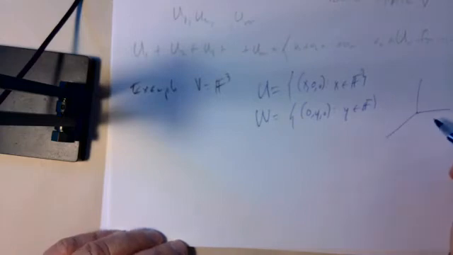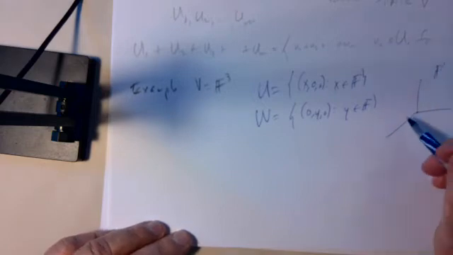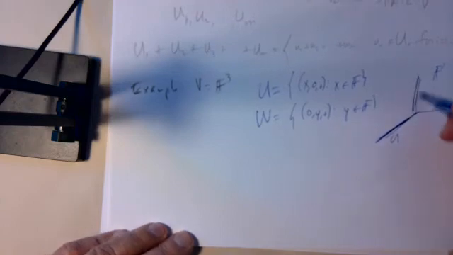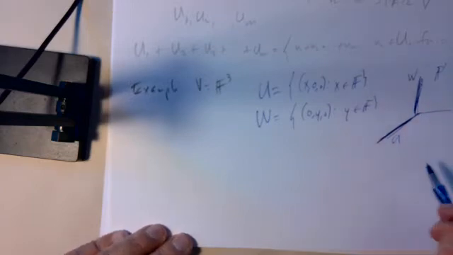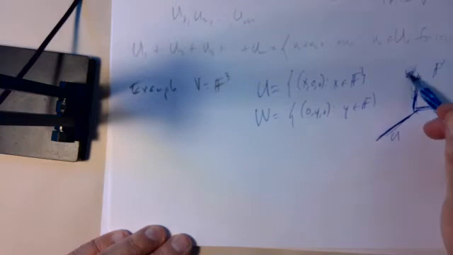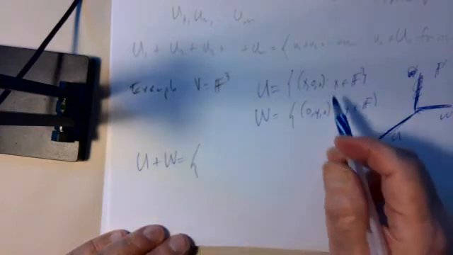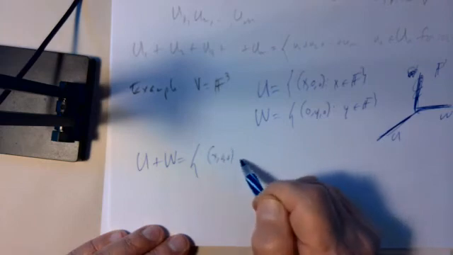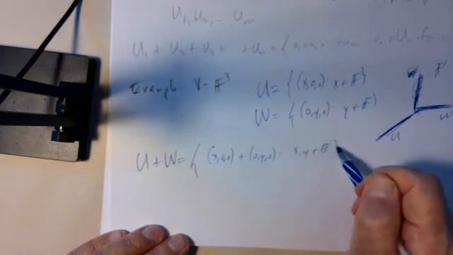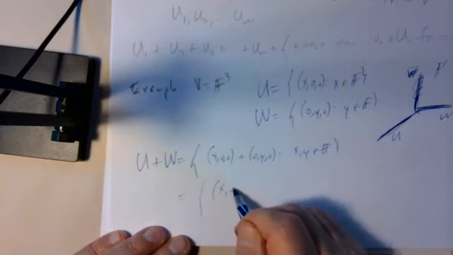So if you think of this picture, this is F^3. This is U, and this is W. Oops, sorry. This is W. And what is the sum U plus W? It's the sum of all vectors of the form (x, 0, 0) plus (0, y, 0) for all x and y in the field. But when you add these two vectors, you get (x, y, 0).